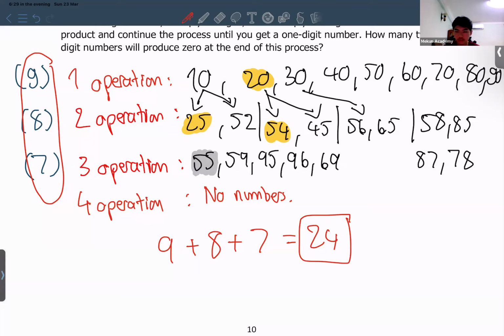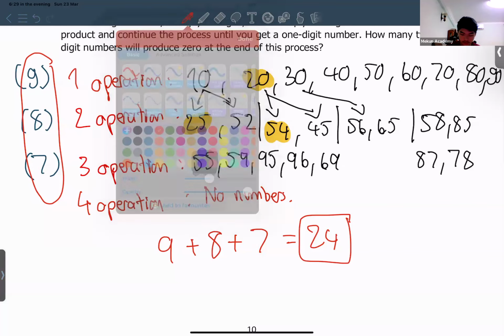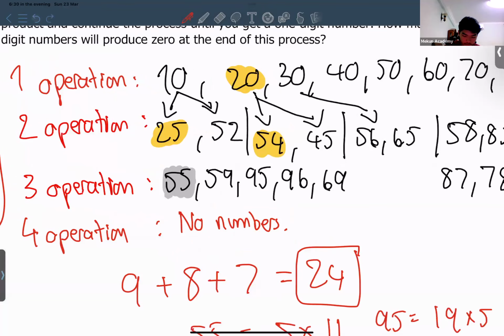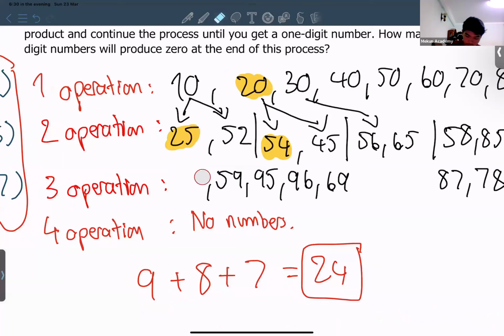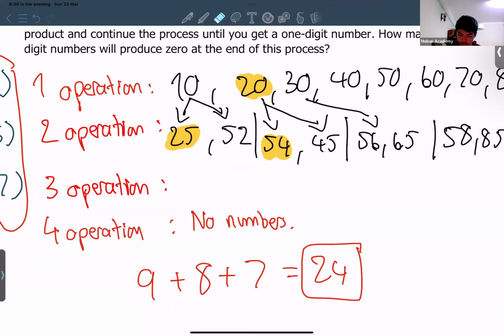Okay, so I suppose there's none, but could you explain operation 3 again? So, operation 3. I'll just remove everything and do it for you again, okay? So 55 equals 5 times 5. For 5 times 5, you can only write one number, which is 55. And then 52 equals 2 times 21 or 6 times 7.